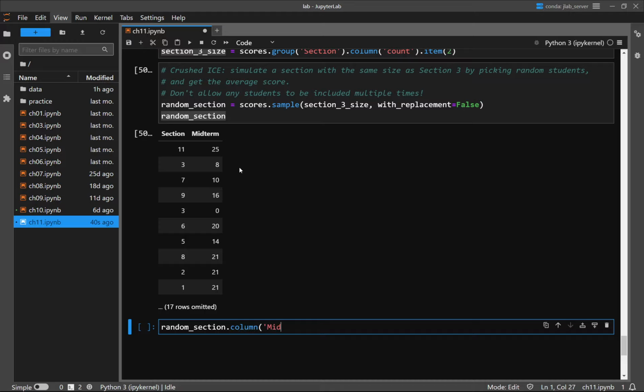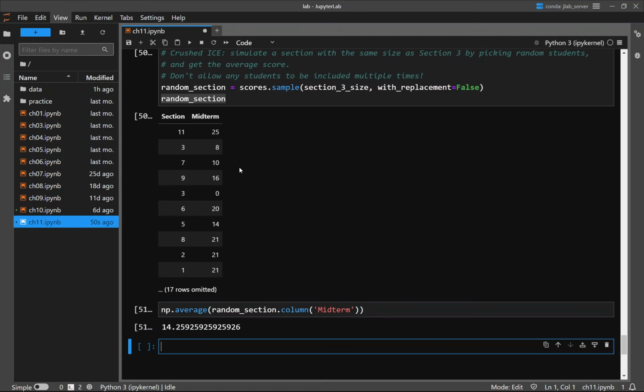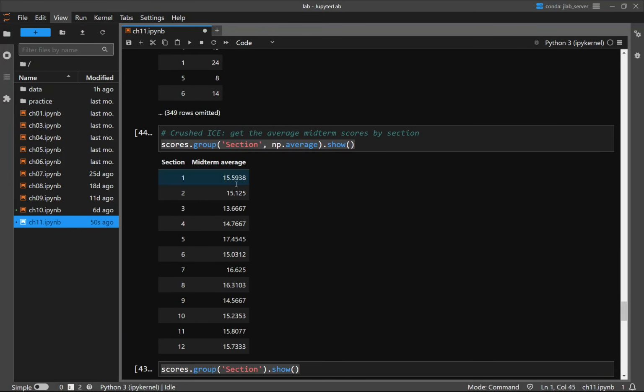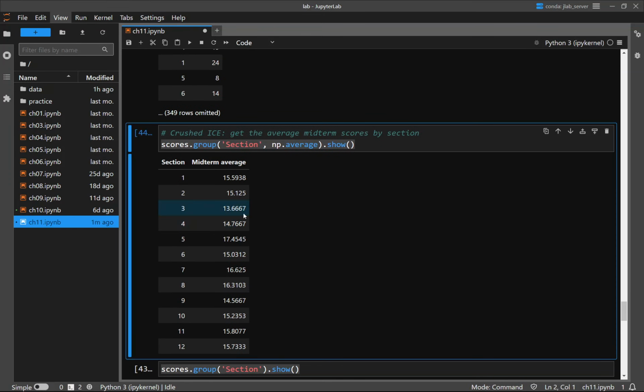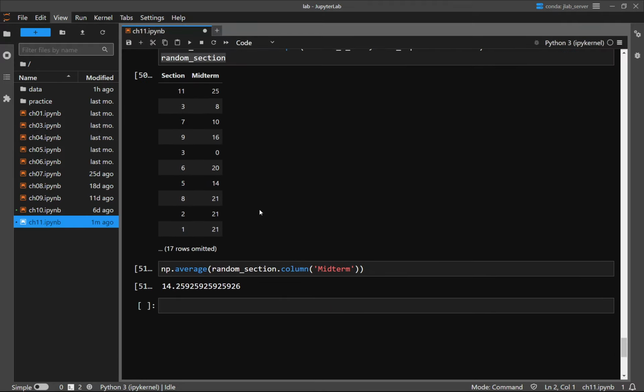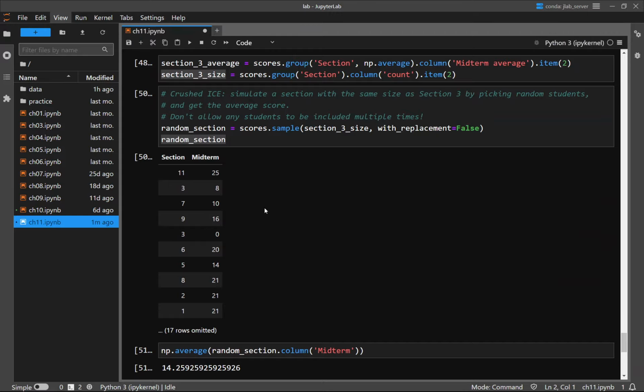Column midterm, and then take the average of this random sample, np.average or np.mean, two options. And it looks like this average was 14.25, which is pretty small, right? Decently small, but not quite 13.667. Interesting. So it could be small just randomly. If you did another sample, you get a different value. And so you better believe we want to try this process a bunch of times, because every time it changes.